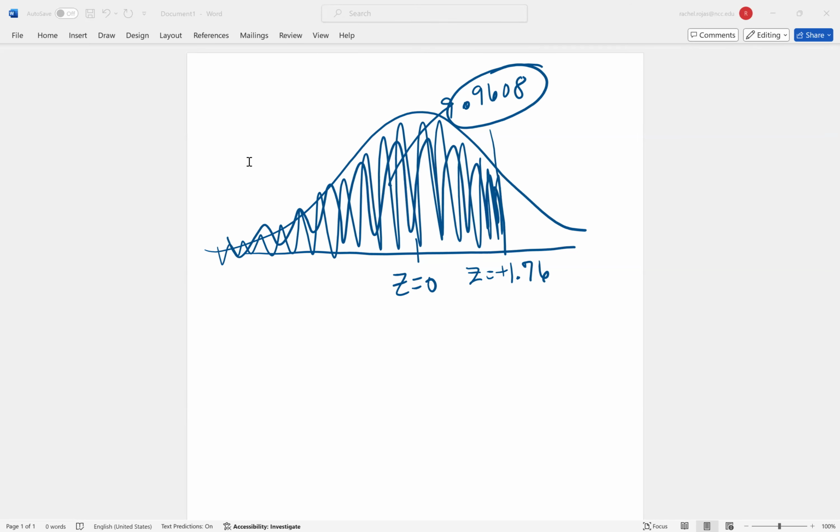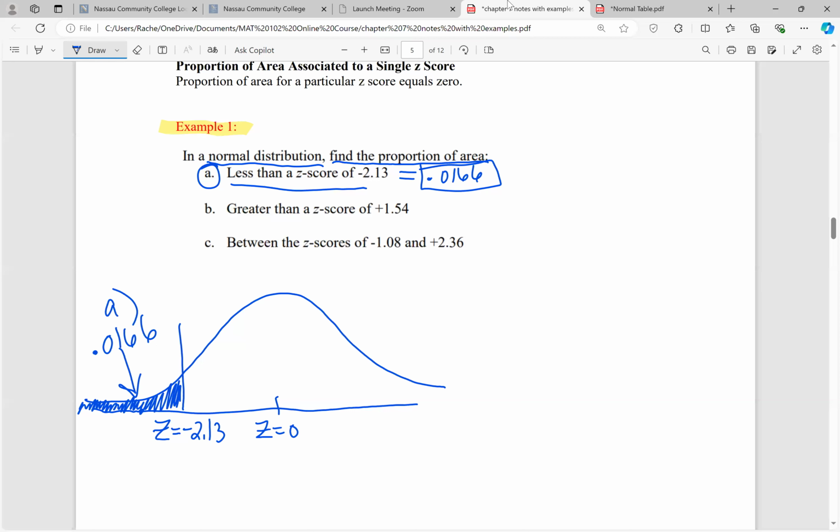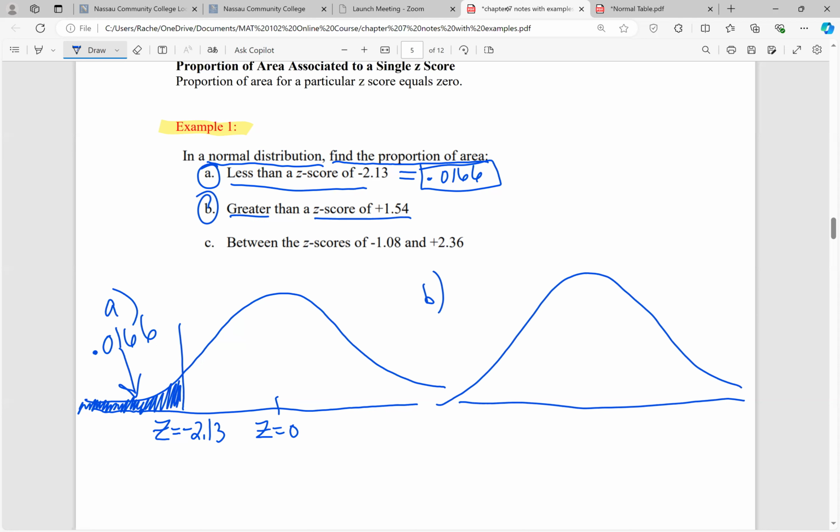So let's go back to the example. Let's look at part B. So part B says, what's the proportion of area greater than a z-score of positive 1.54? So I'm going to put my z-score of 0 in the center, and then a positive 1.54 is going to be to the right of 0, right? Because it's positive, and we want greater than. Greater than is going to be the area to the right. So we're looking for this shaded area under the normal curve.